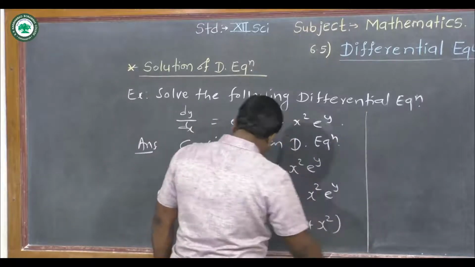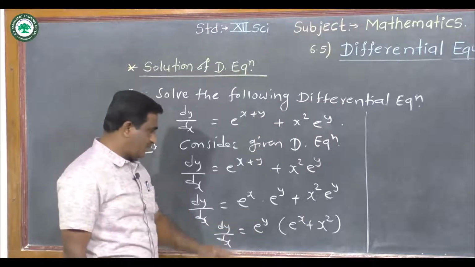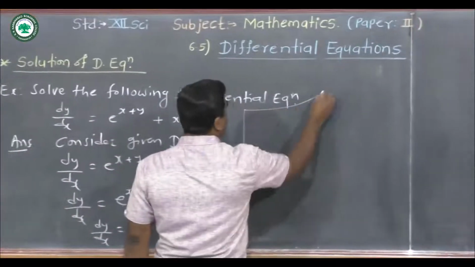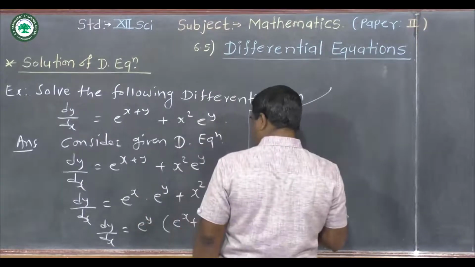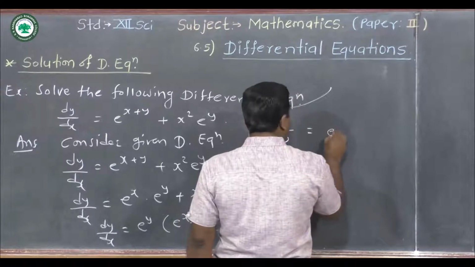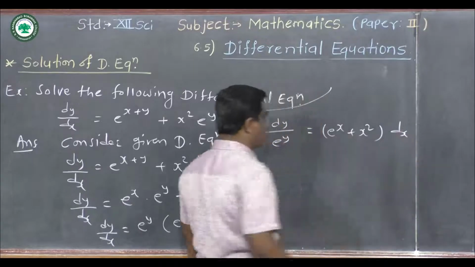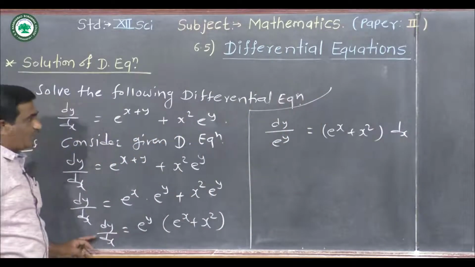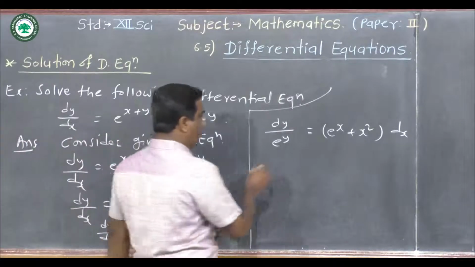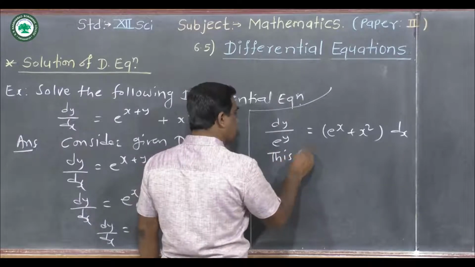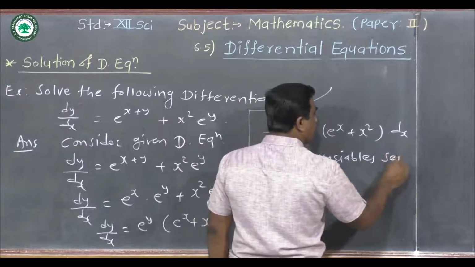Okay, now take the terms of y to the LHS and the terms of x to the RHS. Therefore we can write dy upon e raised to y equal to e raised to x plus x square into dx. Okay, terms of y to the LHS and terms of x to the RHS. Now this is the variable separable form.